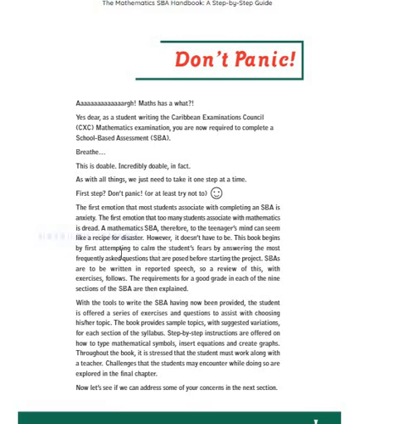This book begins by first attempting to calm the students' fears by answering the most frequently asked questions that are posed before starting the project. SBAs are to be written in reported speech. So, a review of this with exercises follows. The requirements for a good grade in each of the 9 sections of the SBA are then explained. With the tools to write the SBA having now been provided, the student is offered a series of exercises and questions to assist with choosing his or her topic.